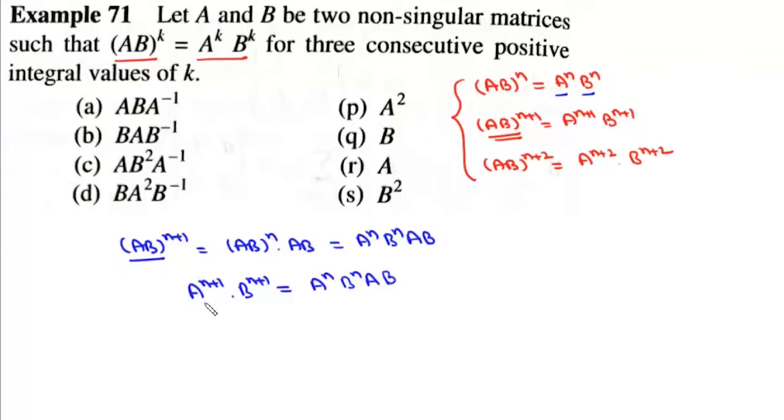Now if we take the inverse of A to the power n on the left side, then we can write A B to the power n plus 1 will be equal to B to the power n AB, and if we take B inverse from the right, then we can write AB to the power n will be equal to B to the power n into A, and this is the first result that we have.